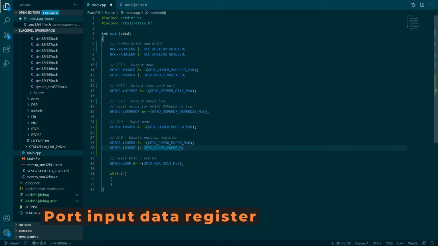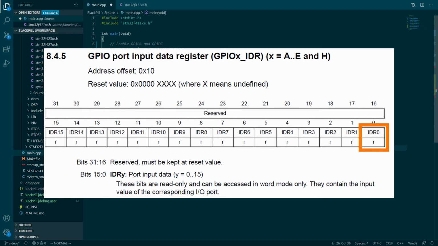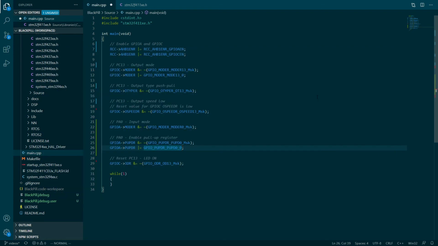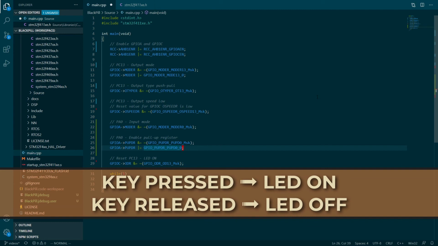Now that we configured our input, we can get its state by reading the bit 0 value from the input data register. To demonstrate that everything is working, we'll make a small application that controls the user LED depending on the switch state. And so, the LED will turn on whenever the switch is pressed, and the opposite. The LED will turn off when the switch is released. Let's do it!